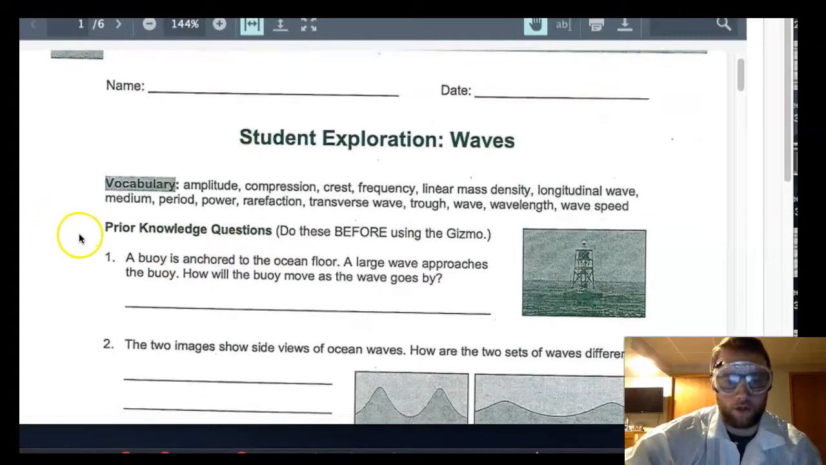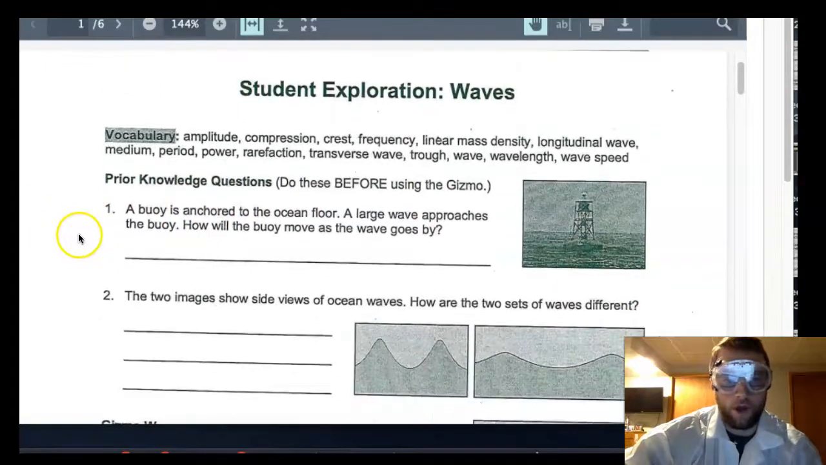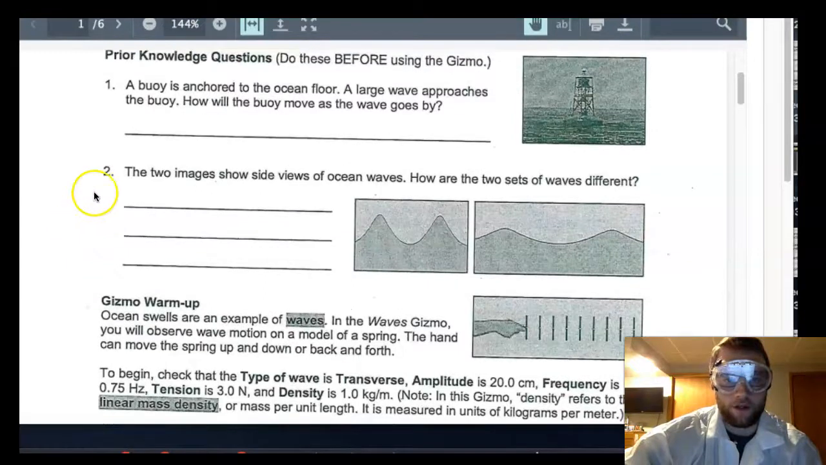Okay, our prior knowledge questions. Number 1. A buoy is anchored to the ocean floor. A large wave approaches the buoy. How will the buoy move as the wave goes by? And you need to make a prediction. This is a buoy right here. There's a wave coming by across the ocean. How is this buoy going to move as the wave gets to the buoy?